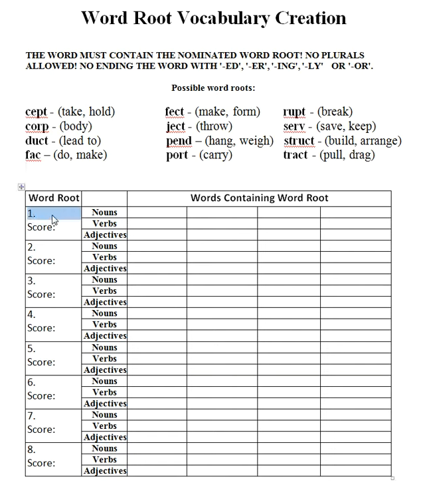I'll pick one of the roots. Let's start with a reasonably hard one, corp. That means to do with the body. So the first word students would probably think of would be corpse, dead body. Alright, let's go to an adjective. One I can think of is corpulent. Basically means fat, right? So that's to do with the body, a fat body.